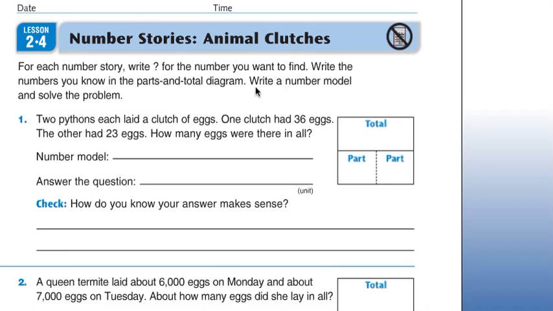Let's read it one more time. 2 pythons each laid a clutch of eggs. One clutch had 36 eggs. The other had 23 eggs. How many eggs were there in all?